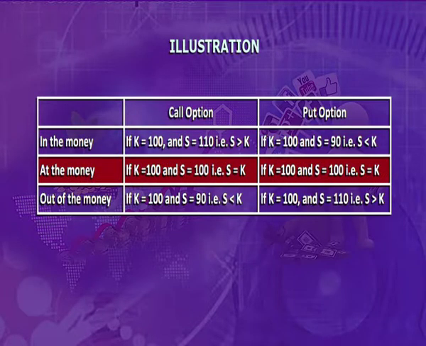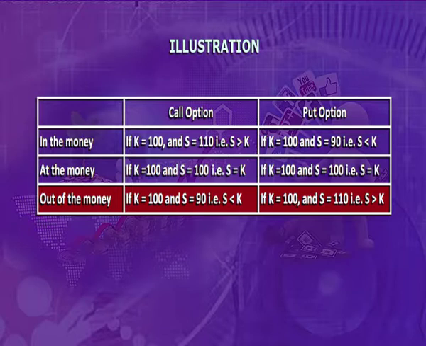Now let us look at the second option, which is the at the money option. Under call option, K is equal to 100 and S is equal to 100, that is, S is equal to K. Under put option, we have K equal to 100 and S equal to 100, that is, S is equal to K.